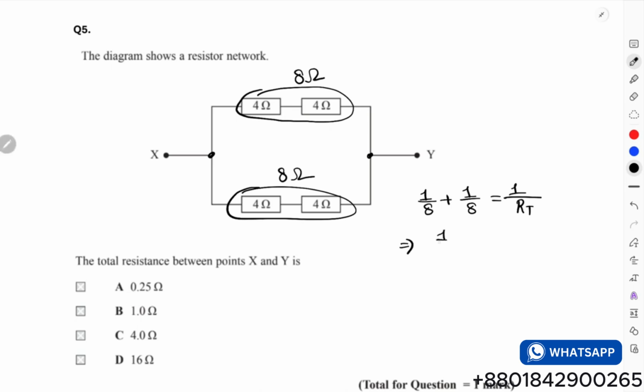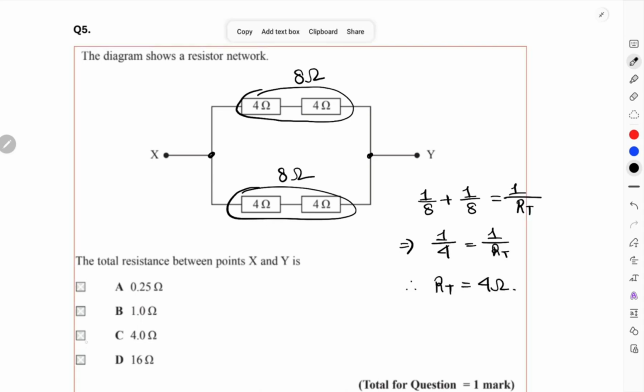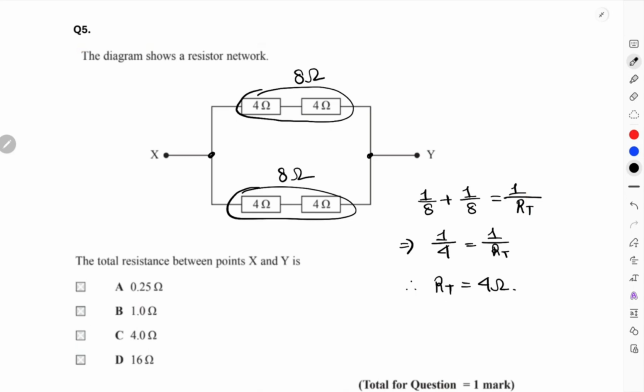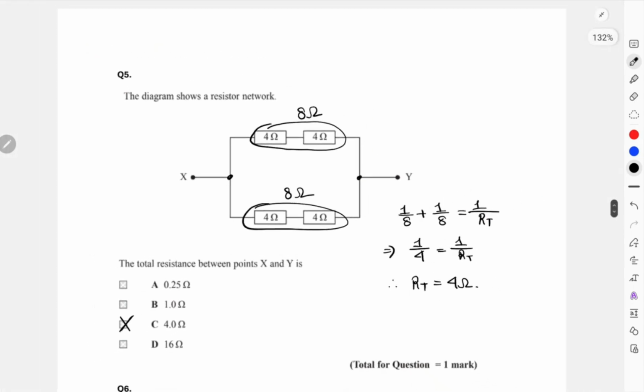And this is 1 by 4 then. 1 by 4 equals 1 by RT, we just do cross multiplication and you get RT as 4 ohms, right? In that case, option C is the correct answer. Okay, then C is your correct answer over here.